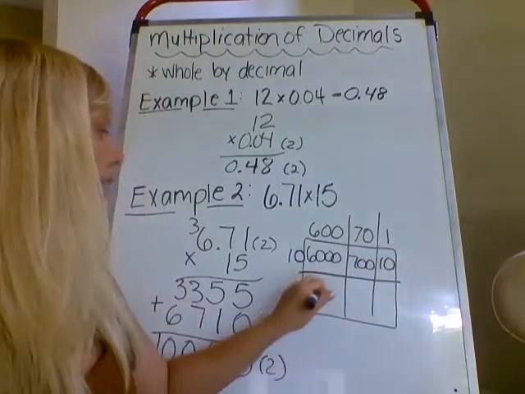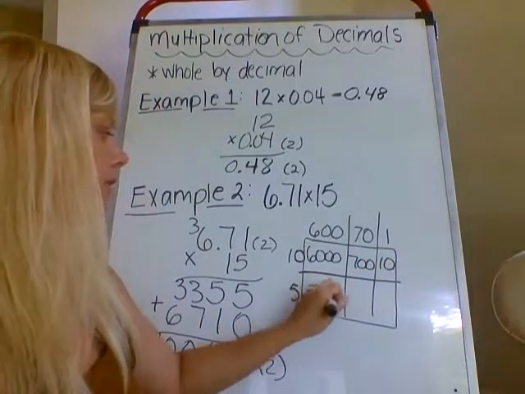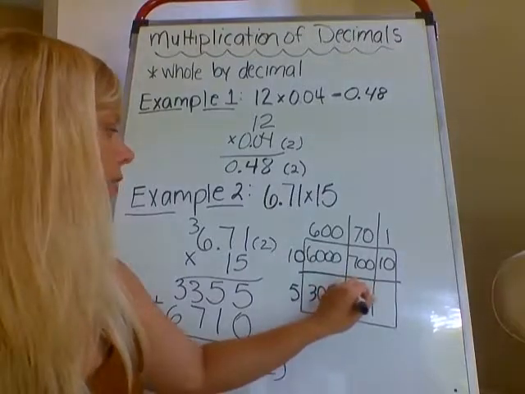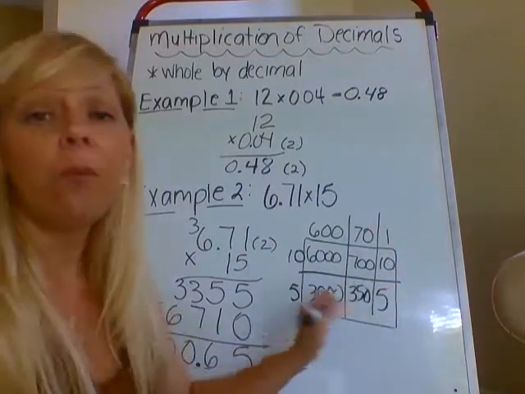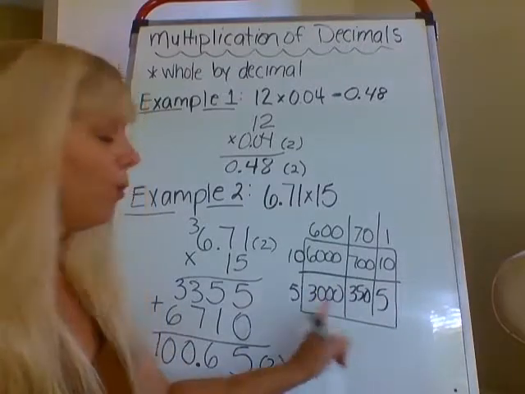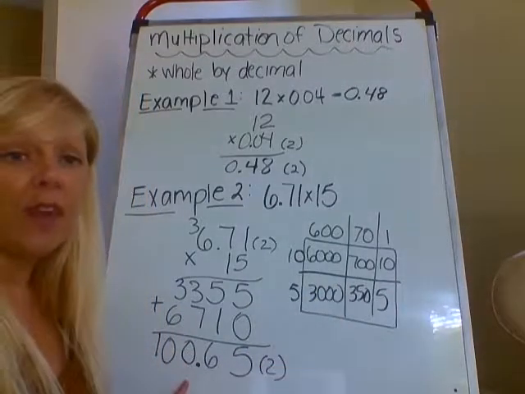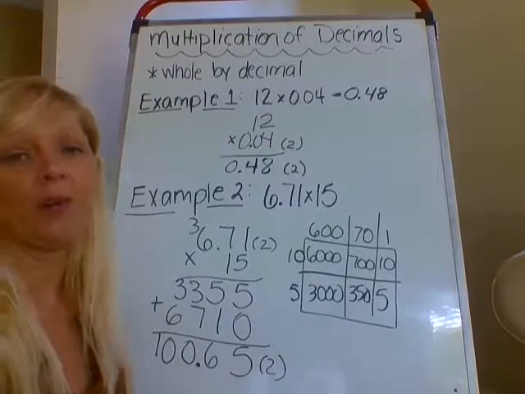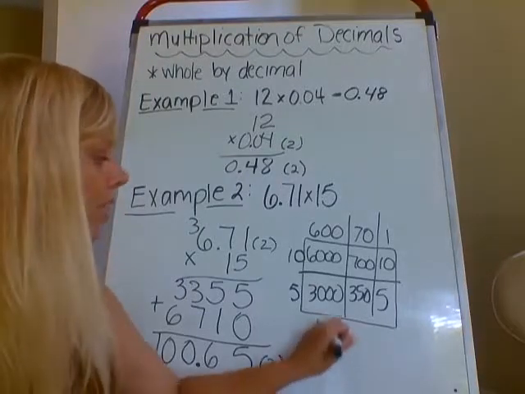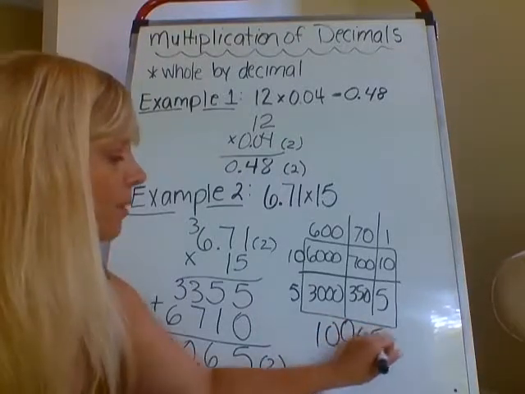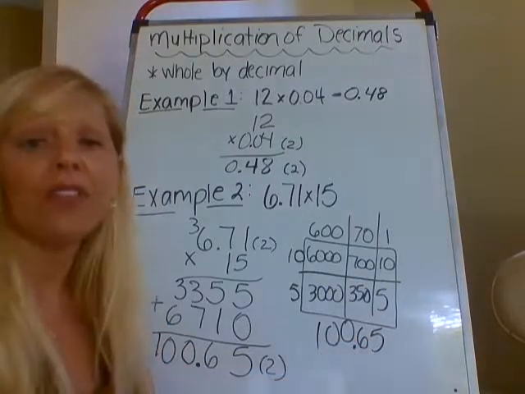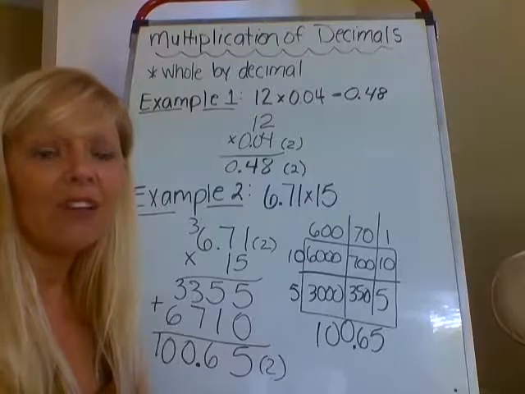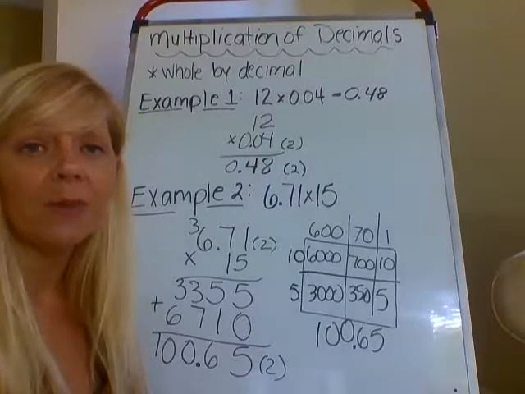So we have 6,710, and then we've got 3,350 and 5. And then when we go ahead and add those all up, we end up getting 10,065, and then we go ahead and put our place value in where it belongs. So if we add up all of these numbers and then we count 2 decimal places over, we would get the same product. And that is how you multiply whole by decimal numbers.